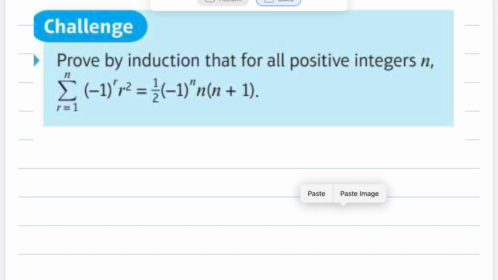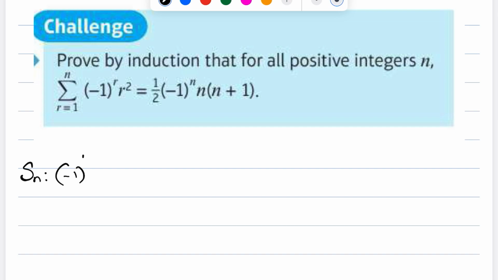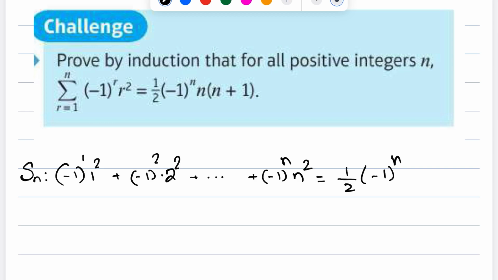Now to the next question, which is a challenge question. Prove by induction. So first of all, what am I going to do? I am going to write the statement. The statement is: plug in 1, minus 1 whole to the power of 1 times 1 squared, minus 1 whole to the power of 2 times 2 squared, and so on. It becomes minus 1 whole to the power of n times n squared equals 1 upon 2 times negative 1 whole to the power n times n plus 1.